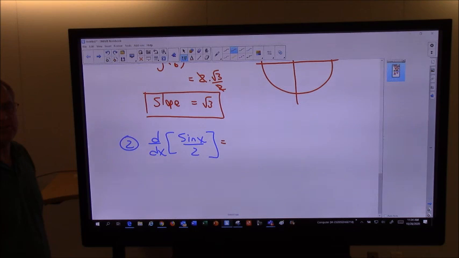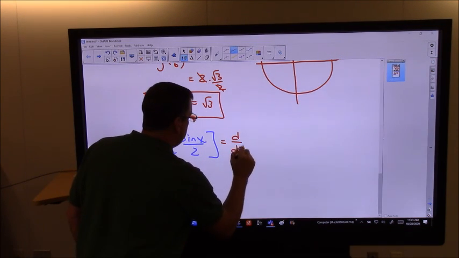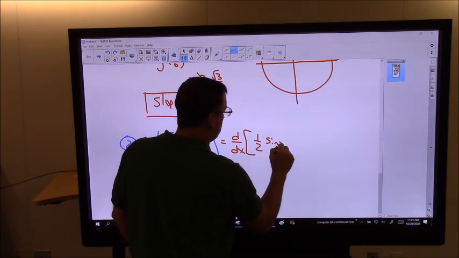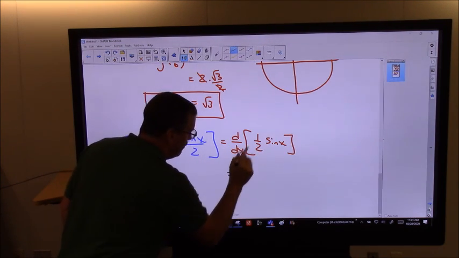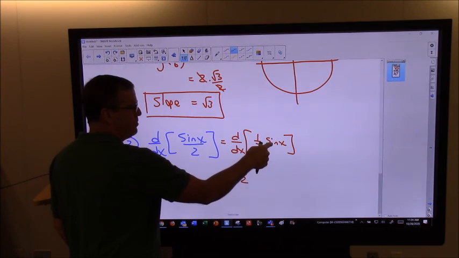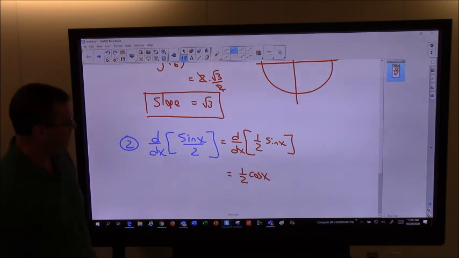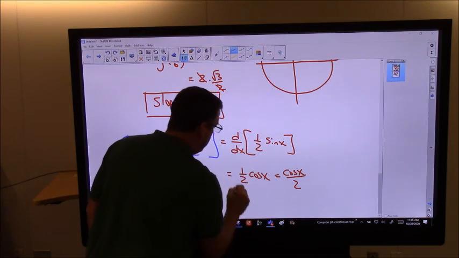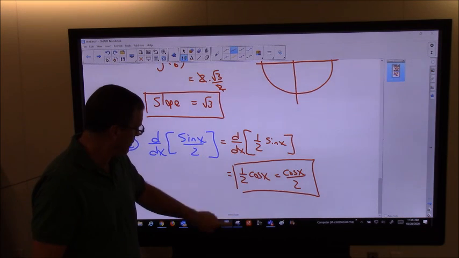So if you're sitting there going, this seems kind of easy, well, yeah, it is. If we know the shortcut, right? So this would be the same as saying 1/2 times the sine of x. So I've got a number times a function. So the derivative is that number times the derivative of sine of x, which we know is cosine of x. And you can leave it like that, or you can say that's the same as cosine x over 2. Either one of those is a good answer. All right, one more.